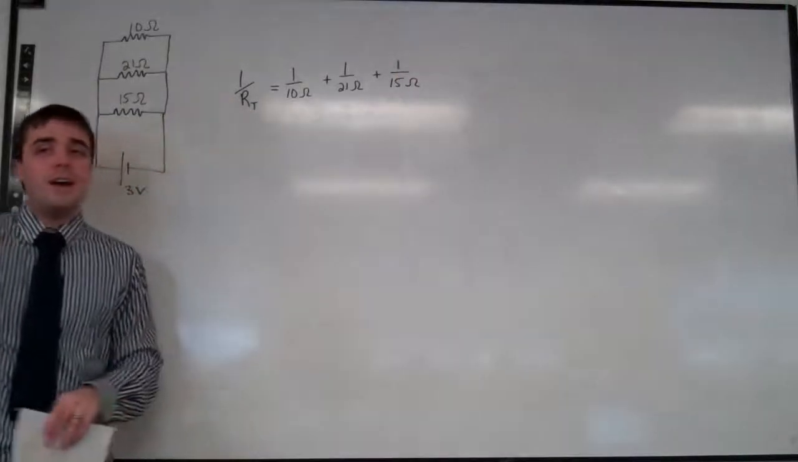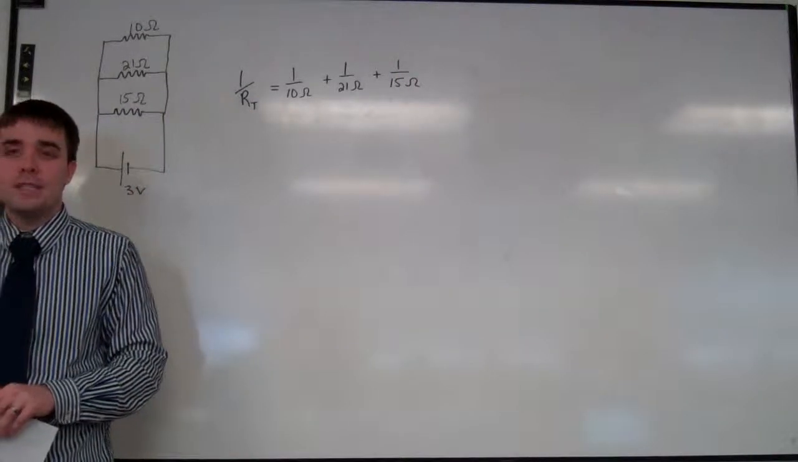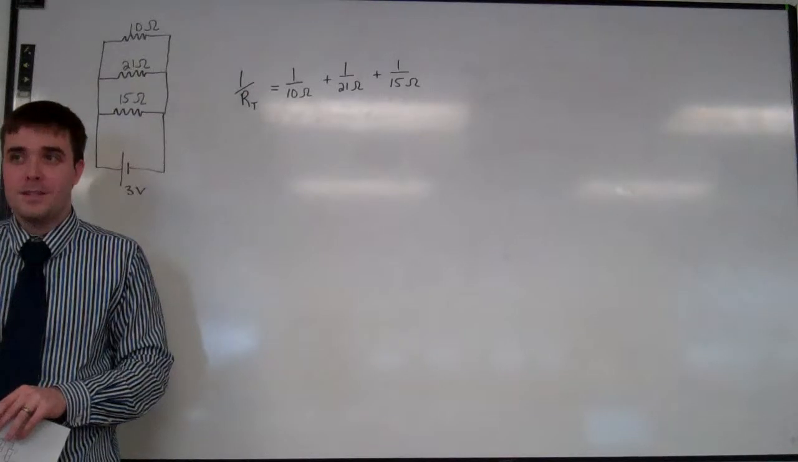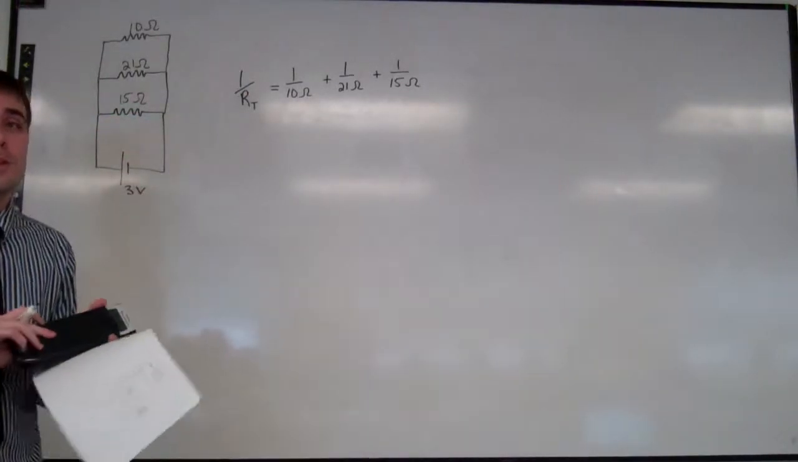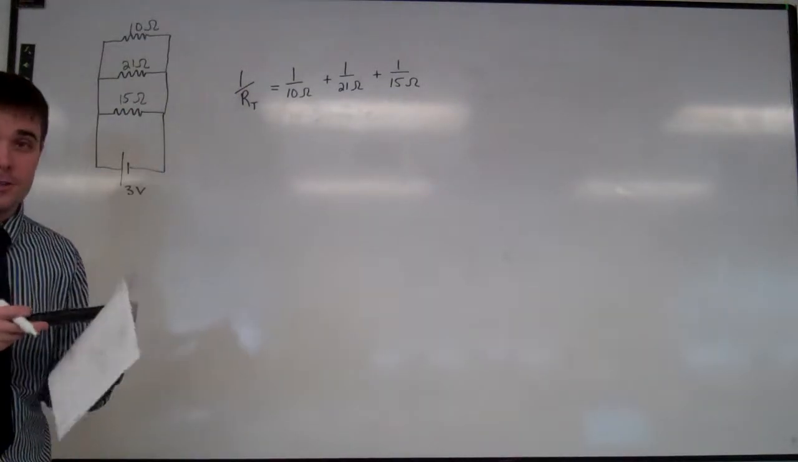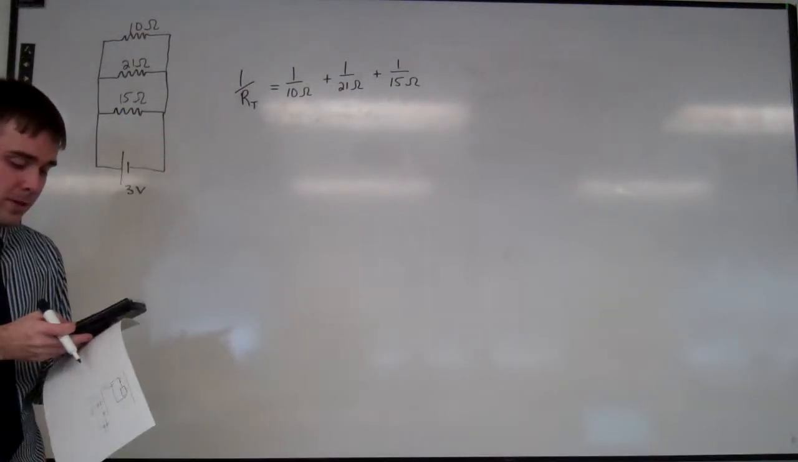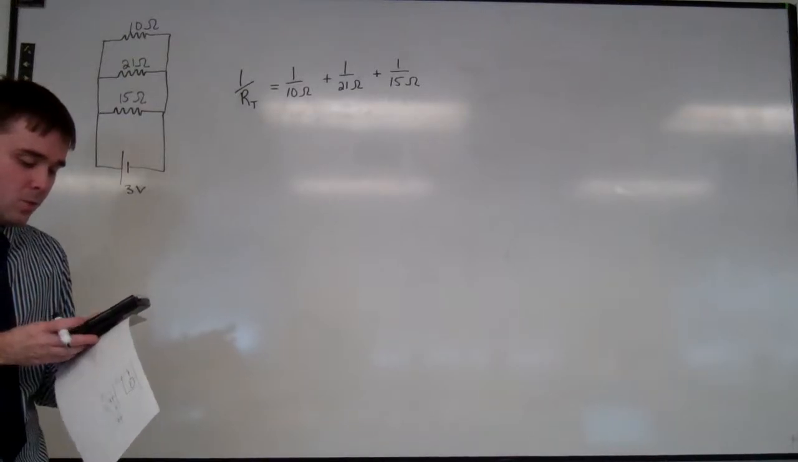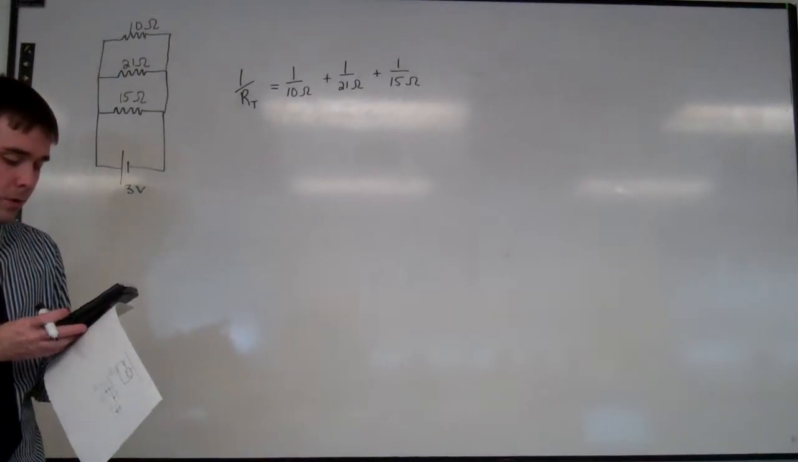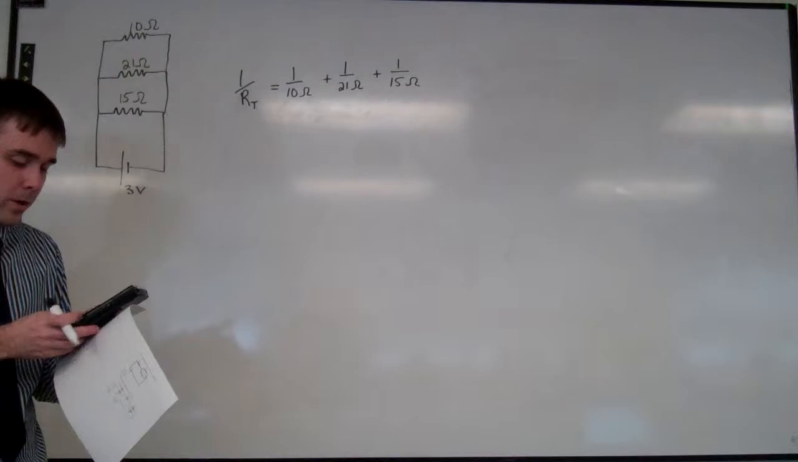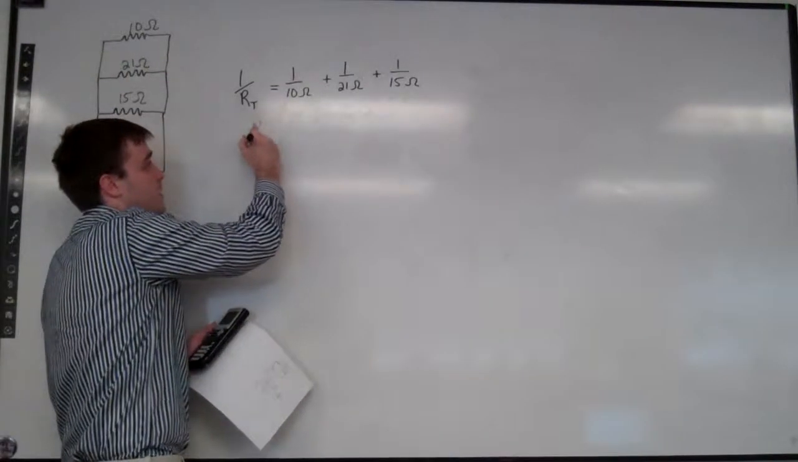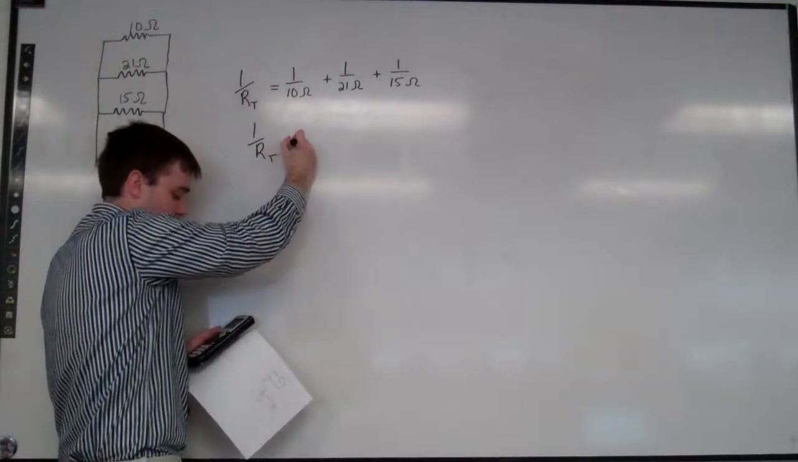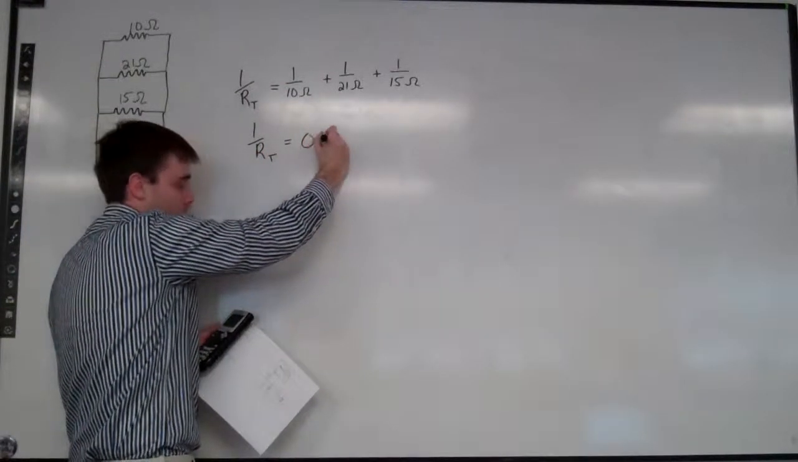Alright, do not try to do fractions, you'll drive yourself crazy. Does that make sense? Put those fractions in the calculator, and make sure you don't forget to do 1 over the answer. So it's going to be 1 over 10 plus 1 over 21 plus 1 over 15. And so 1 over RT is going to equal 0.214.